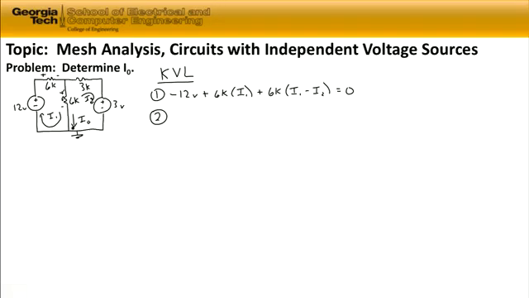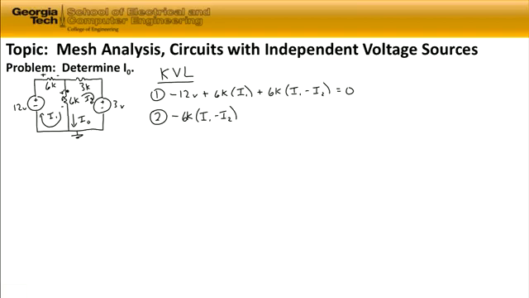So first thing we have is the voltage drop across the 6K in the center of the circuit. So starting there, we have a negative polarity. It's negative, and it was 6K (I1 minus I2).